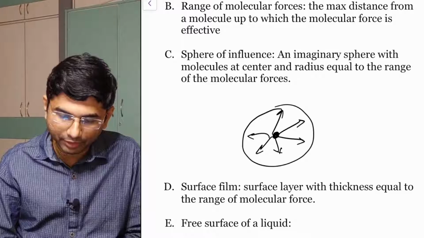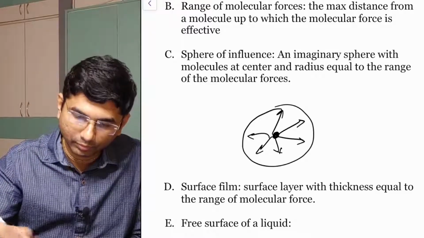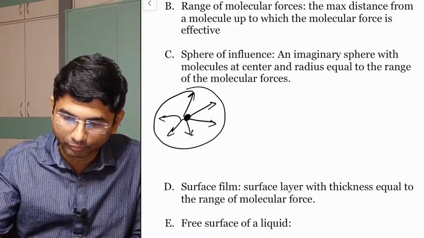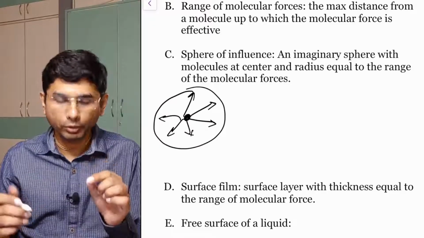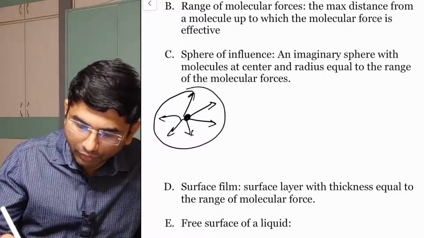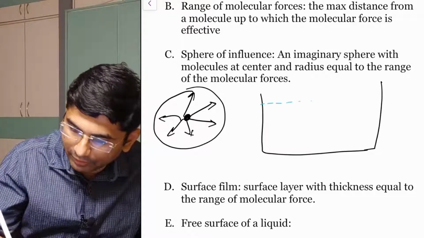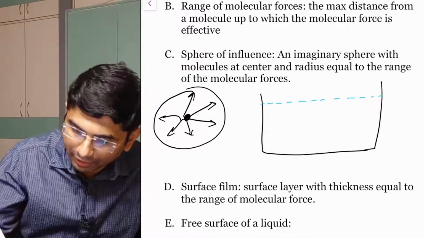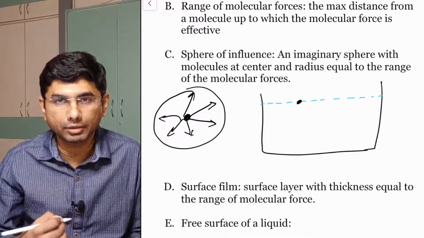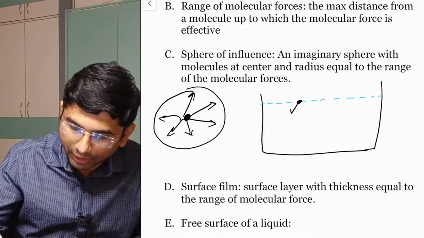Now the third thing is the surface film. Okay, we'll just keep it on one side. Now we have seen this for one molecule. This is the sphere of influence. If we have water or any fluid in a container, filled something like this, and I consider a molecule here, this molecule will have some kind of range for its molecular attraction. Now this range may be something like this.